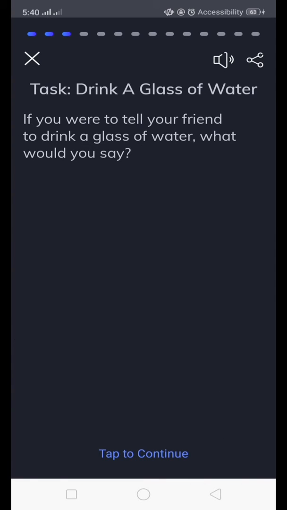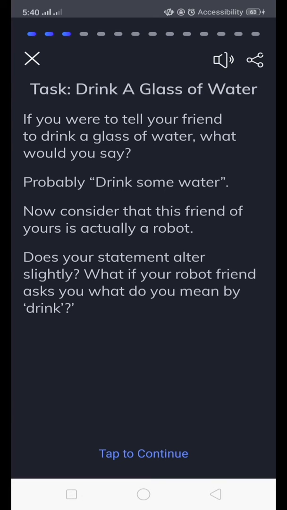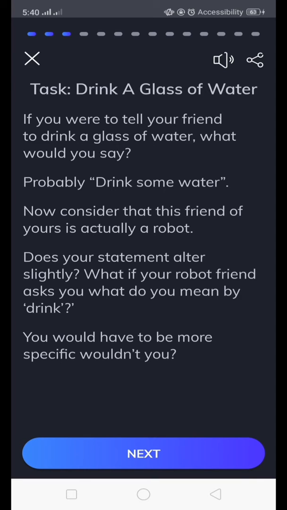If you were to tell your friend to drink a glass of water, what would you say? Probably drink some water. Now consider that this friend of yours is actually a robot. Does your statement alter slightly? What if your robot friend asks you, what do you mean by drink? You would have to be more specific, wouldn't you?